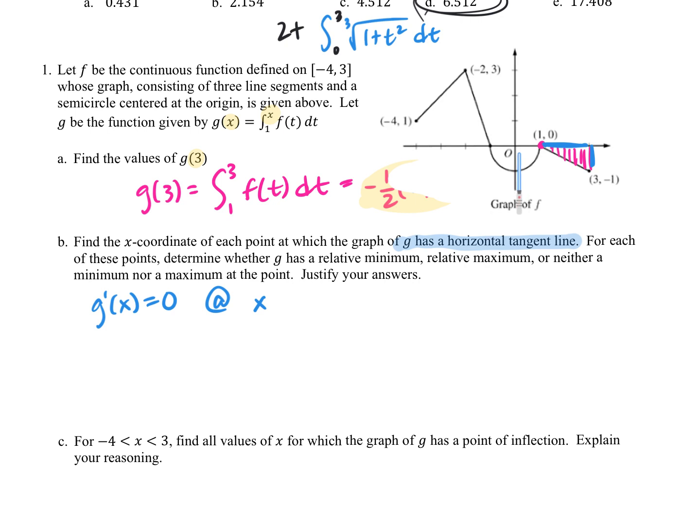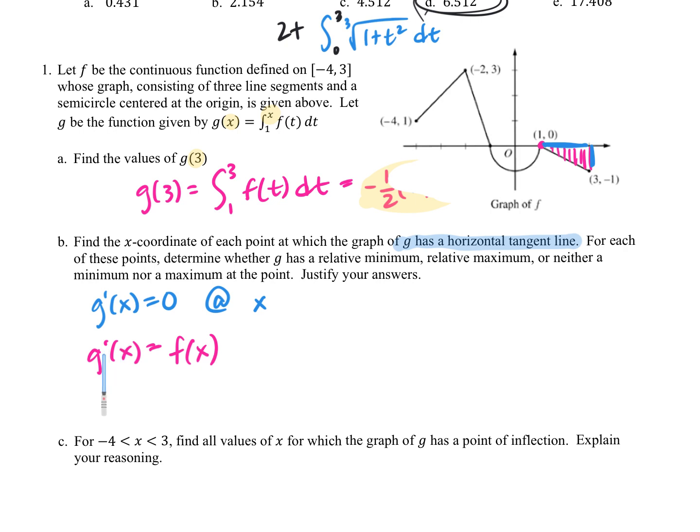So, sorry, you said that G prime equals 0 at 0. How are we even getting G prime? What would G prime of x be if this was G? F of x, exactly. This right here is another point. We like that.